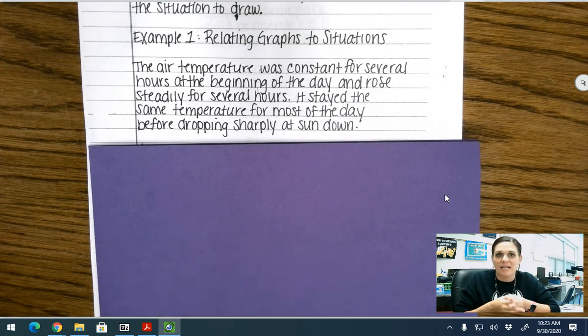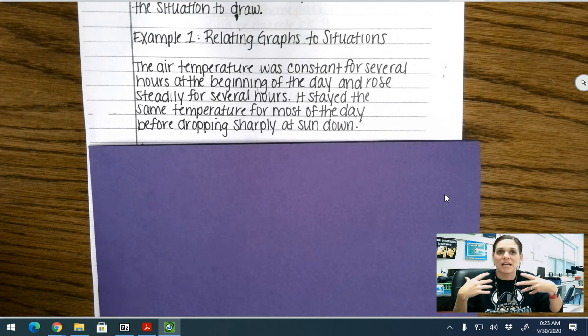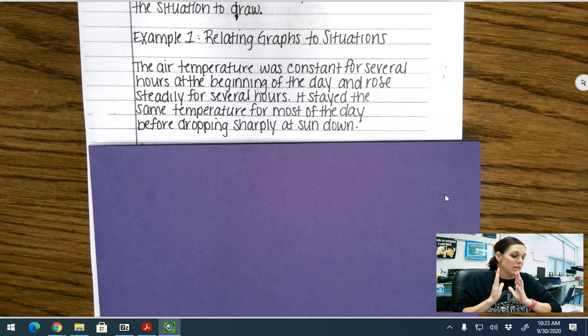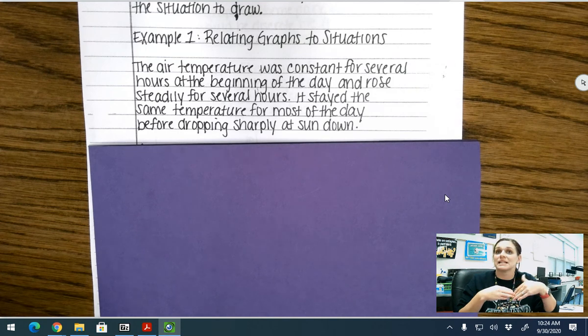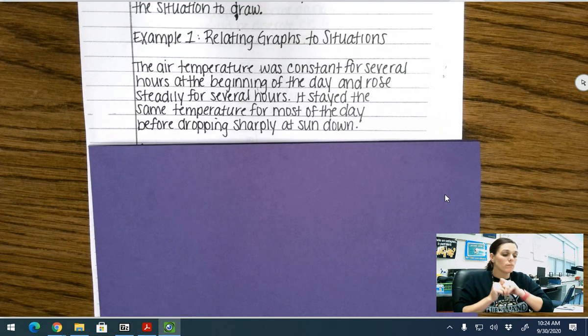Now, you've all experienced that. You're in your shorts and t-shirts, the sun is out, and then suddenly the sun goes away and you realize you're freezing. So again, the temperature was constant for several hours at the beginning of the day. It rose steadily for several hours. It stayed that same temperature for most of the day before dropping sharply at sundown. All right, so that's the story we have. So we're going to graph this. Notice my story doesn't have any numbers. Weird, right? All right, so we have to deal with, well, what is the labels of the axes?